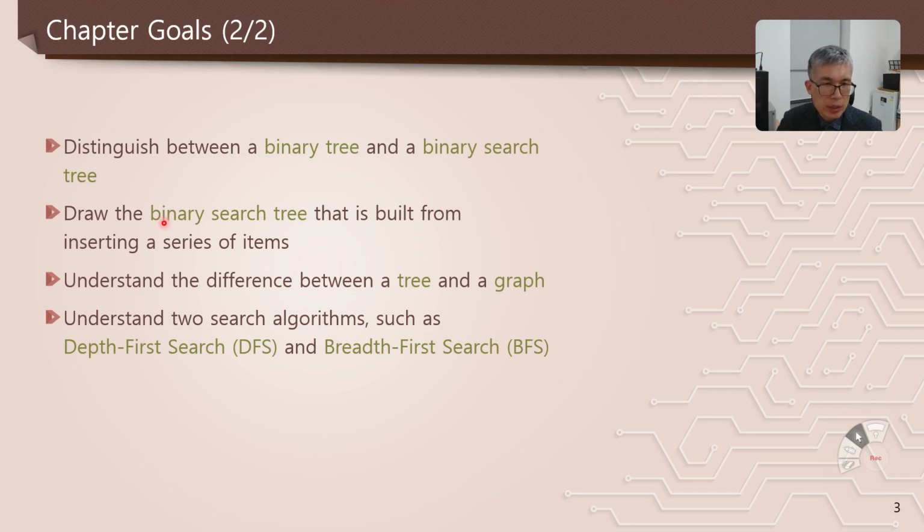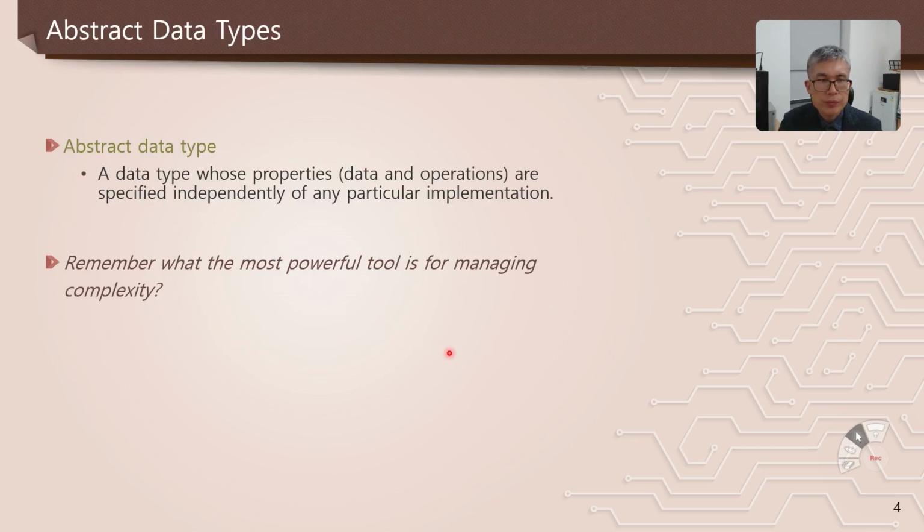After that, we'll see a binary search tree that is built from inserting a series of items. After that, we'll understand the difference between a tree and a graph. Finally, we'll see two search algorithms such as depth first search DFS and breadth first search BFS.